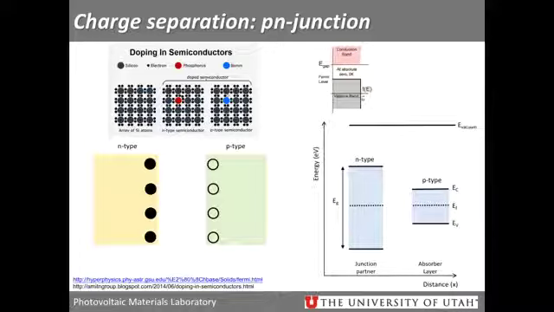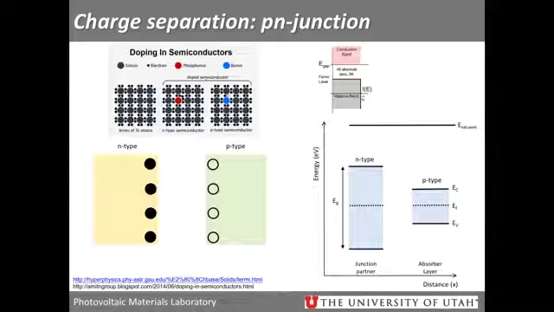Same thing is true if we add boron, which is a group 3 element. It has one less valence electron than silicon. We essentially add a hole. So a hole is kind of a theoretical concept in semiconductor physics that simply implies the absence of an electron, so a positive charge carrier.